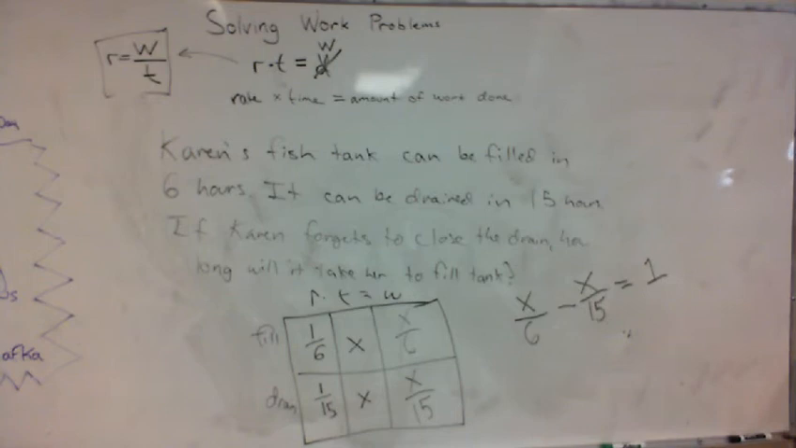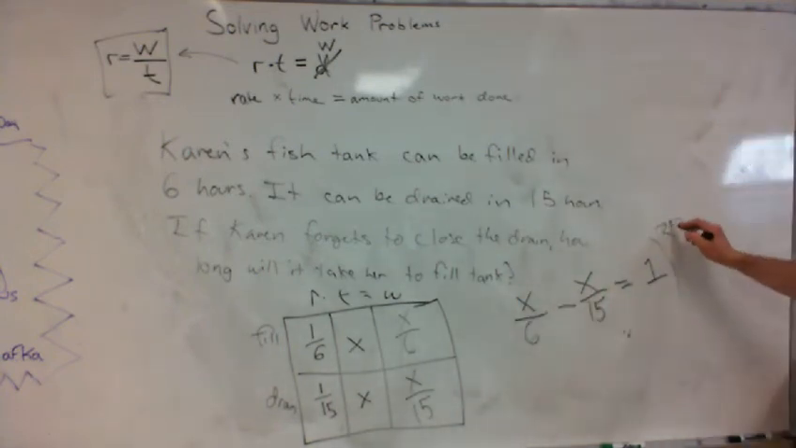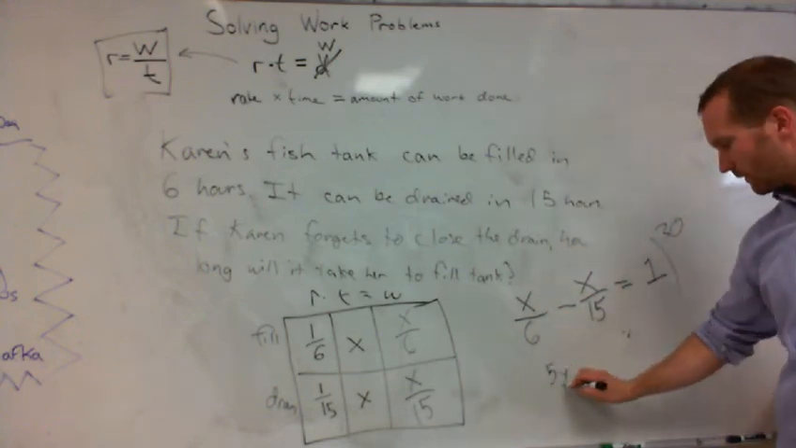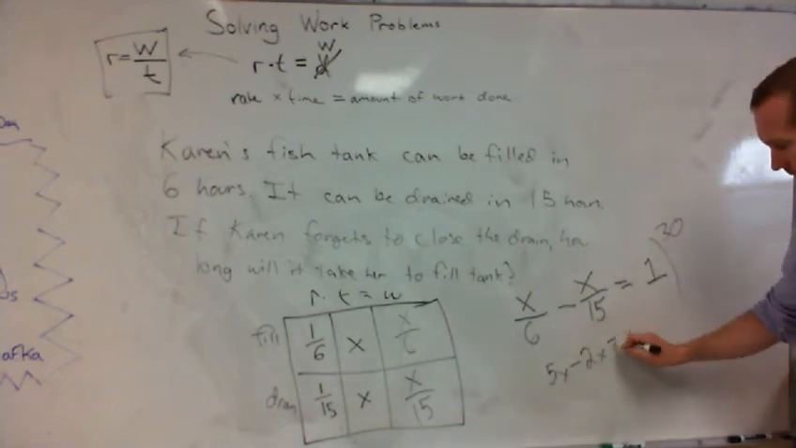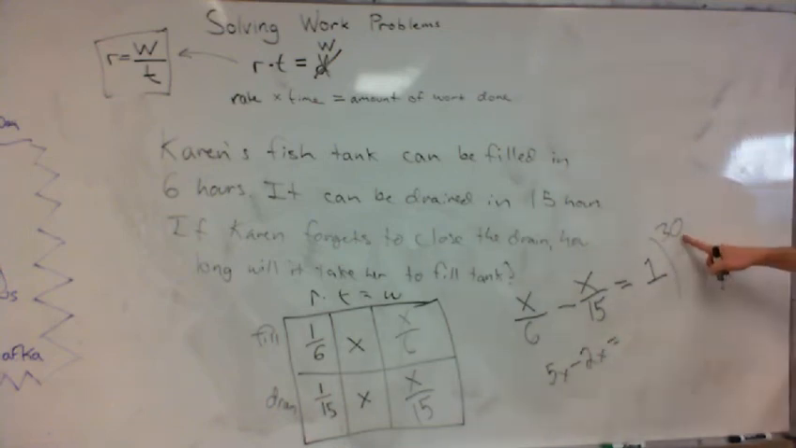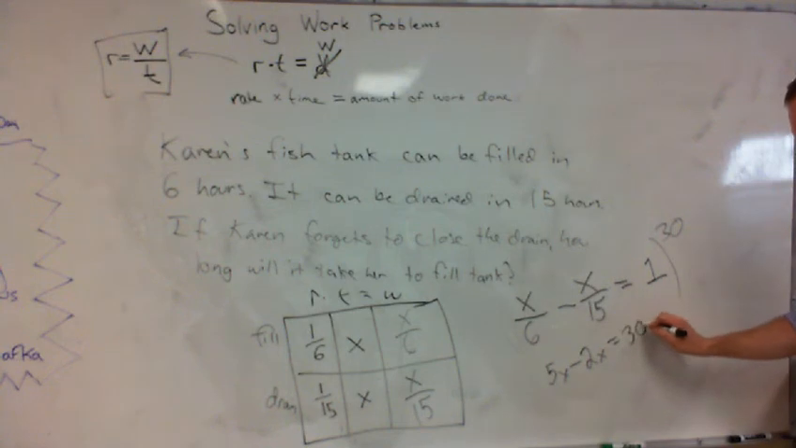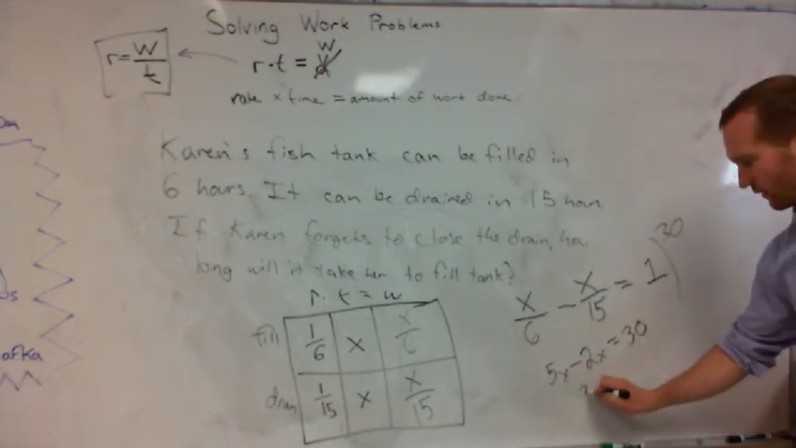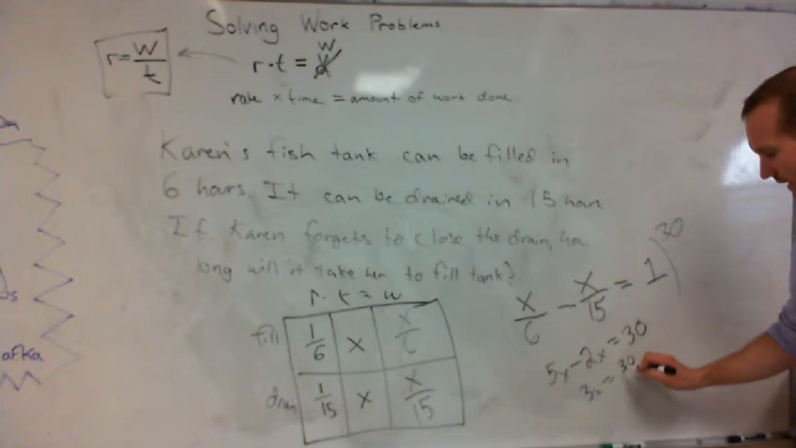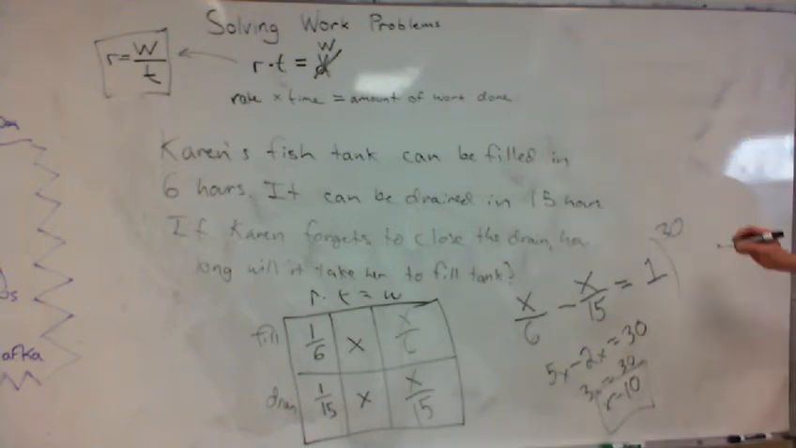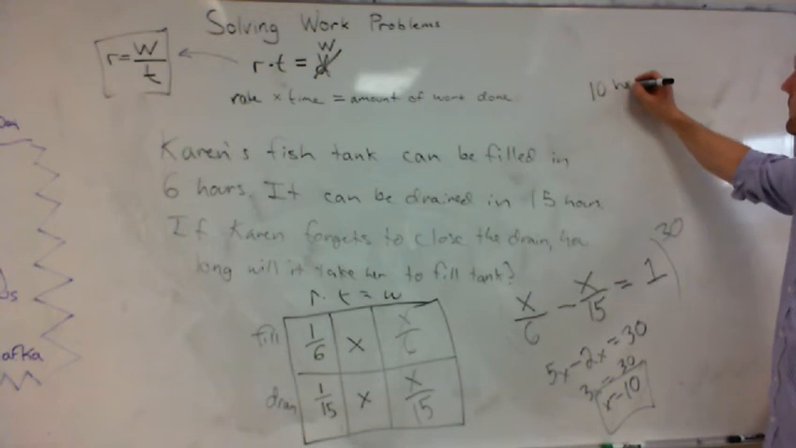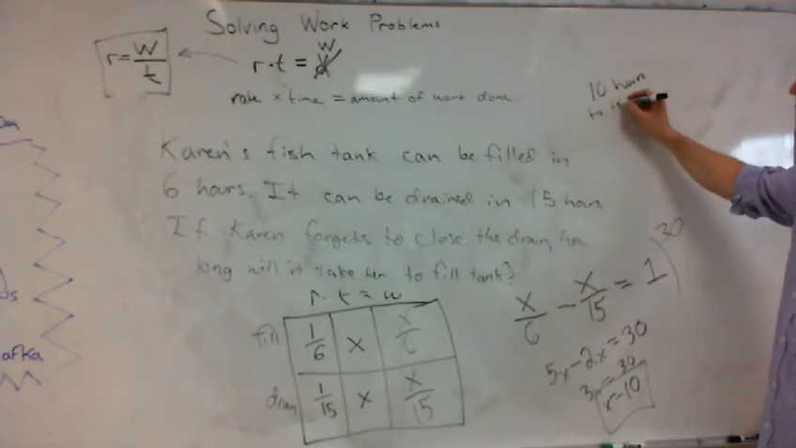What's my lowest common denominator between 6 and 15? 30. x over 6 times 30 is 5x. x over 15 times 30 is 2x. And 30 times 1 is 30. So 3x equals 30, and x equals 10. Okay, so it will take 10 hours to fill the tank.